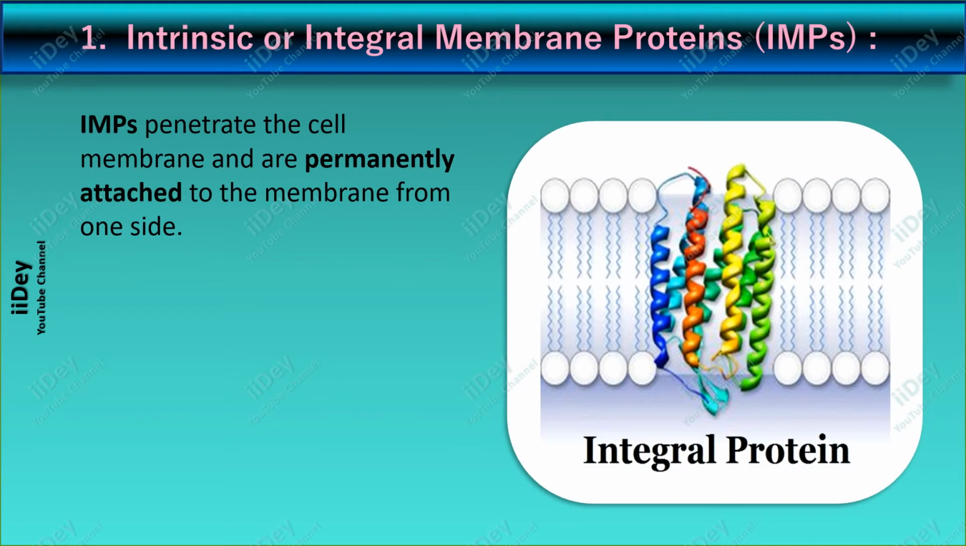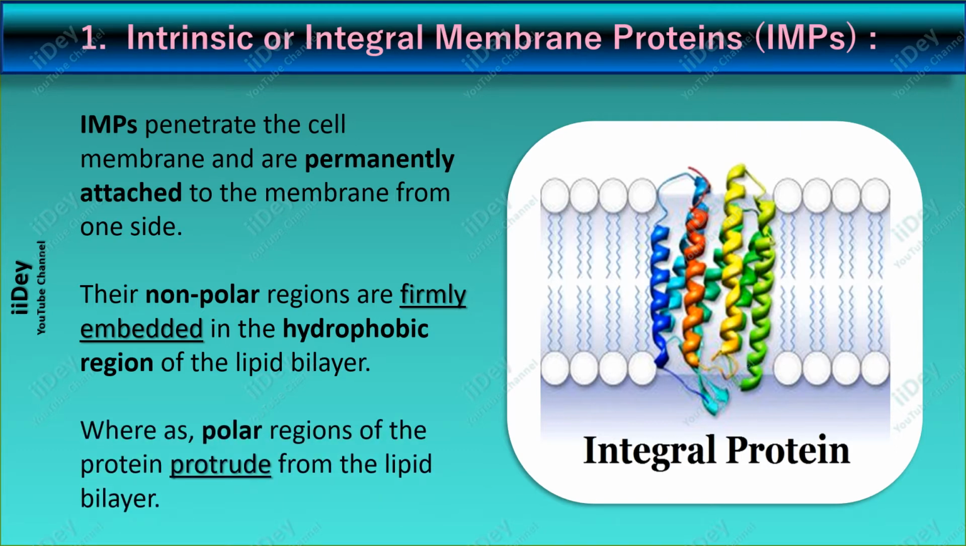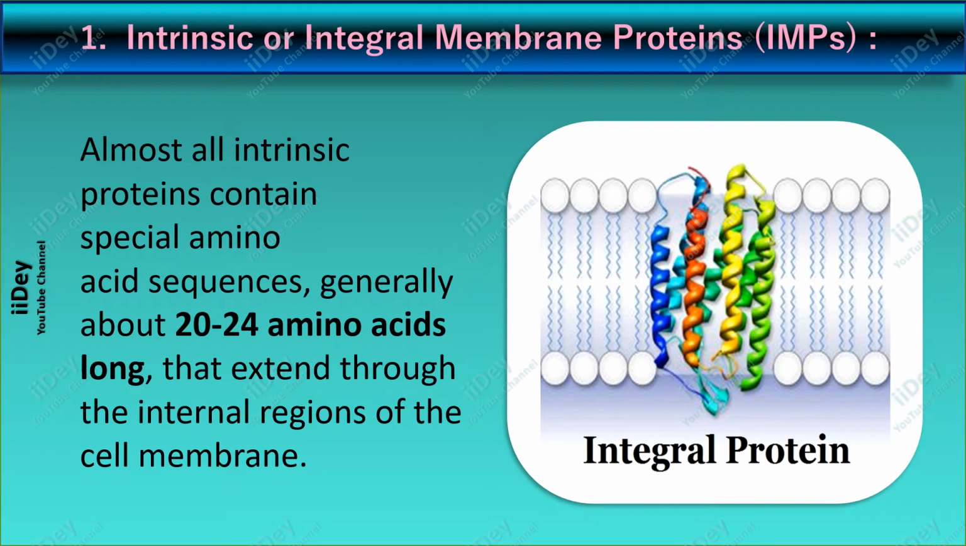Integral membrane proteins penetrate the cell membrane, and are permanently attached to the membrane. Their non-polar regions are firmly embedded in the hydrophobic region of the lipid bilayer, whereas the polar regions of the protein protrude from the lipid bilayer. Almost all intrinsic proteins contain special amino acid sequences, generally about 20 to 24 amino acids long, that extend through the internal regions of the cell membrane.